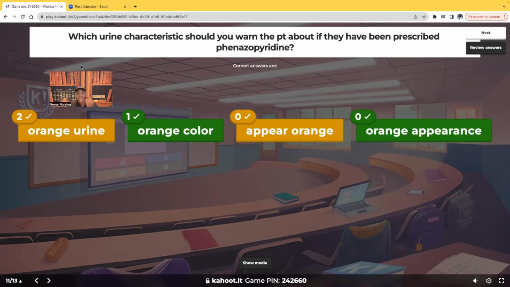If the patient wears contact lenses for the time that they're taking this medication, you're going to tell them to wear glasses, because it can turn their bodily secretions, besides urine, it can turn even their tears orange. And so you don't want it to stain their contacts, because if it stains the contacts, it's permanent, right?